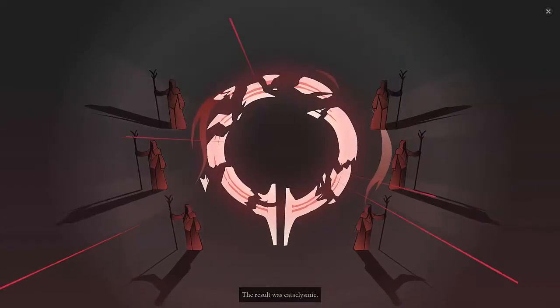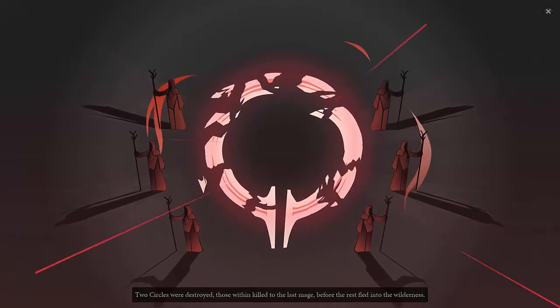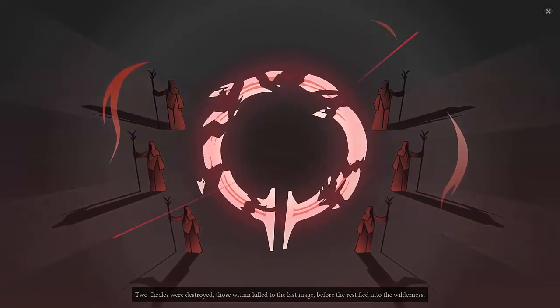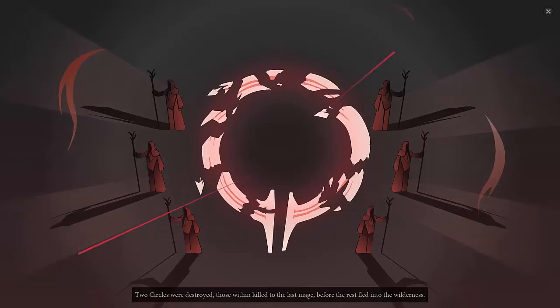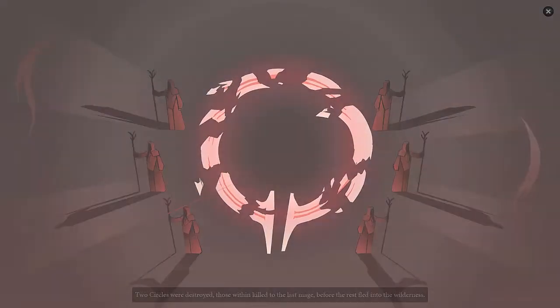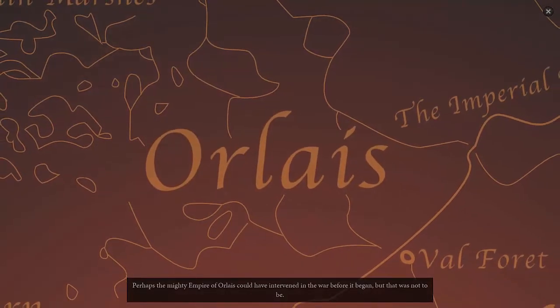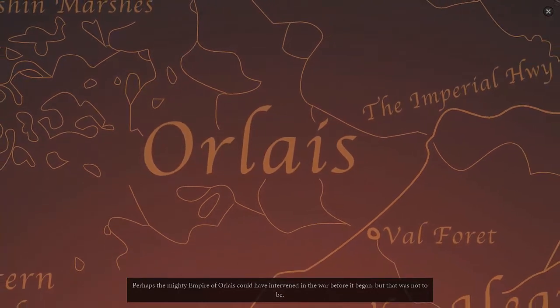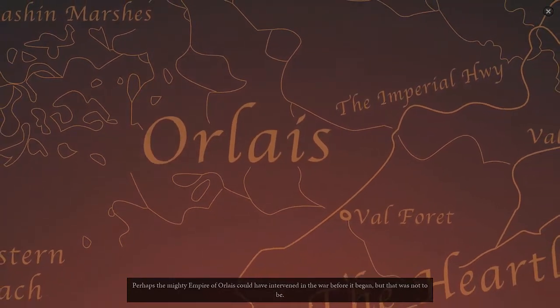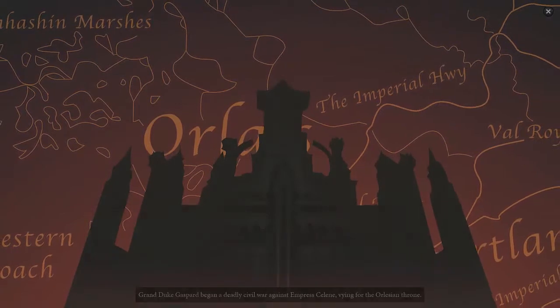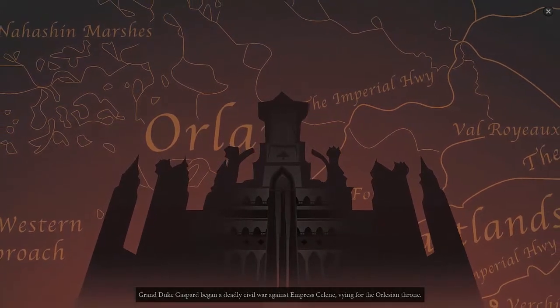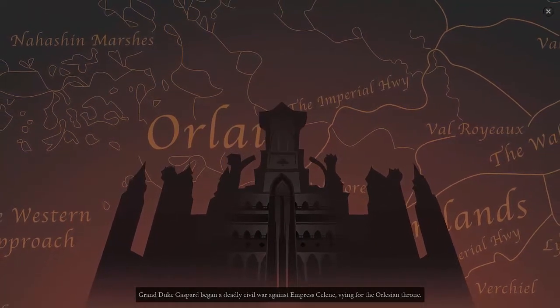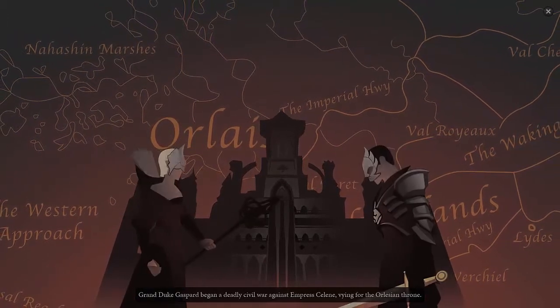The result was cataclysmic. Two circles were destroyed. Those within killed to the last mage, before the rest fled into the wilderness. Perhaps the mighty Empire of Orlais could have intervened in the war before it began, but that was not to be. Grand Duke Espard began a deadly civil war against Empress Celine, vying for the Orlesian throne.